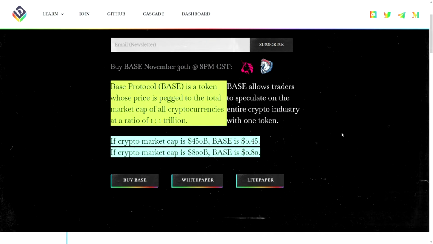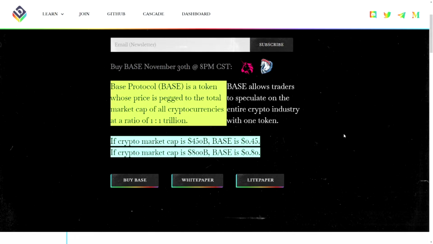So what does that mean? Well, right now the crypto market is about 560 billion. That means the token is aiming to be $0.56. If the crypto market goes up to, for example, 800 billion, then the Base token will try to be $0.8. So basically, what does this mean? Well, first of all, it acts like a stablecoin, just as the USDC or USDT is pegged to the US dollar. This one is pegged to the cryptocurrency market.